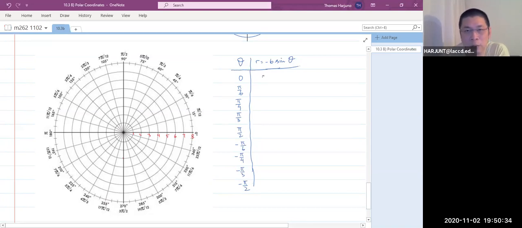So here, r will be 0. This is r equals -3. This is r equals -3 radical 2. This is r equals -3 radical 3. And this is -6. The first coordinate is (0, 0). The second coordinate, pi over 6, but I shoot backward -3.